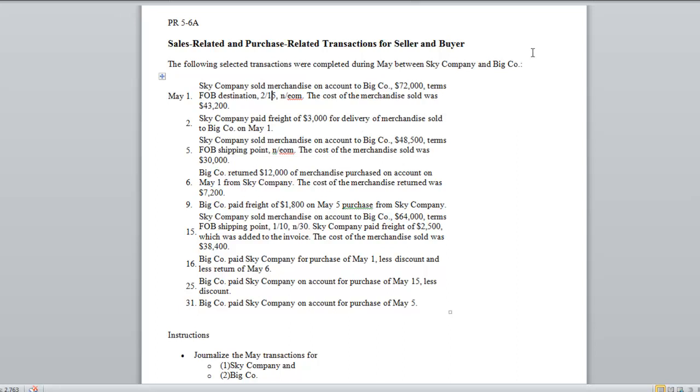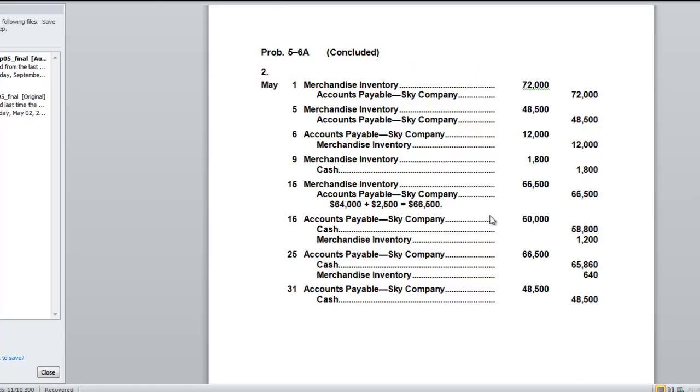Let's take a look at what the entry should look like. Okay, remember we started out with $72,000. We returned $12,000, so that leaves us with $60,000. We got a 2% discount for paying it within the discount period. $60,000 times 2% gives us $1,200. So the original amount reduced by that discount leaves us with only $58,800 that we actually need to pay.